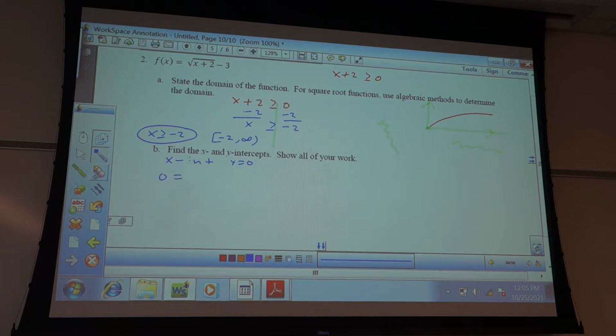You have your square root of 0 plus 2. What's inside that square root? 0 plus 2, so you have 2. But you still have the square root. Oh, like this. Yes. Okay.